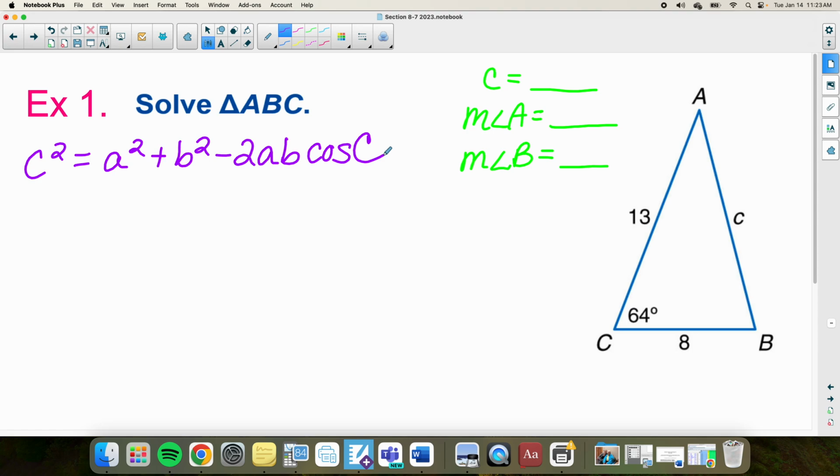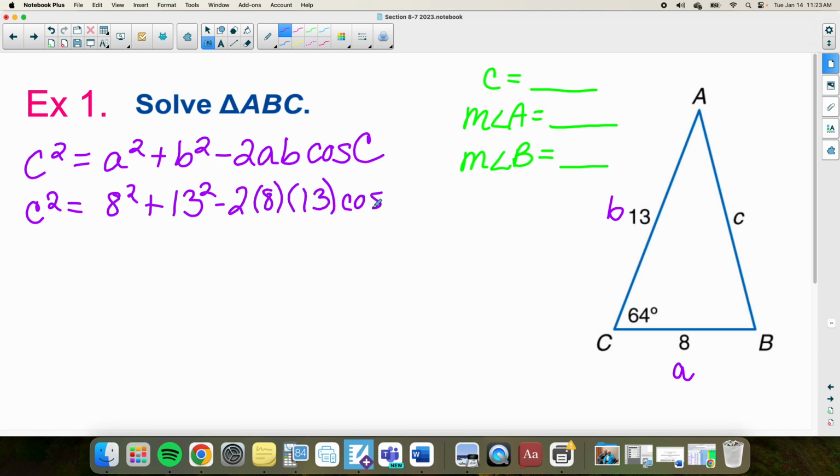Another thing that I can do over here is label across from angle A as little a, across from angle B as little b. Okay? So now what I want to do is go back here and find little c. So c squared is a, 8 squared, plus b, 13 squared, minus 2 times a, which is 8, times b, which is 13, and then it's cosine of our angle C, which is 64.